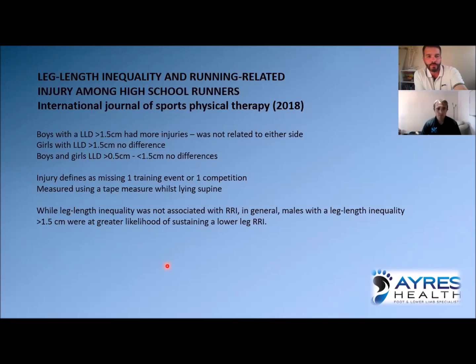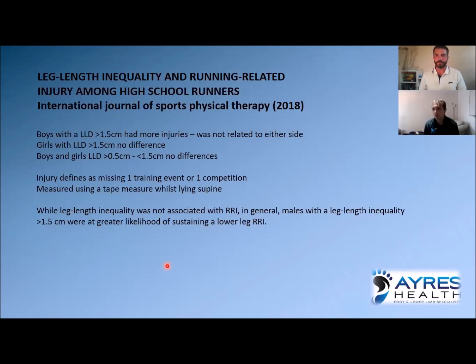During this study, they were defining an injury as missing one training event or one competition, which is quite a lax way of defining injury. It's quite huge. What was your definition from last week, Nick? You had missing one week's worth of activity. Yeah, missing one training event or one competition defines a running related injury. That's quite a low threshold.